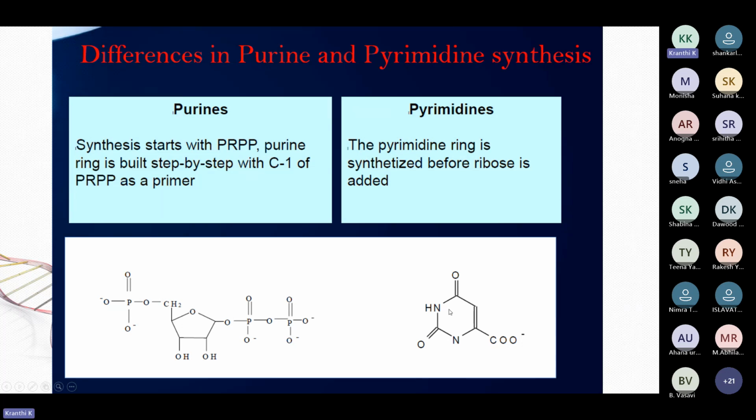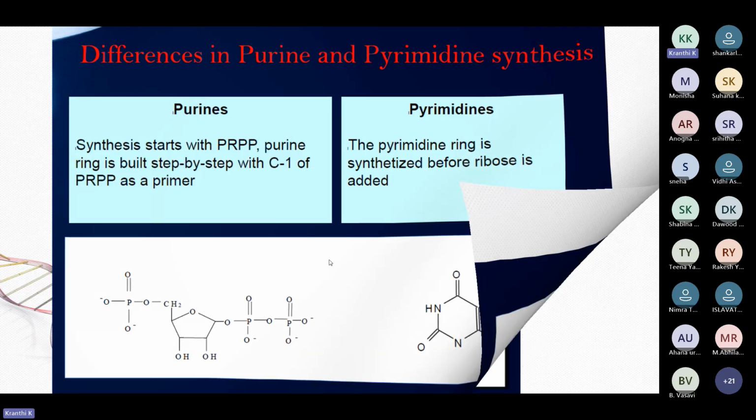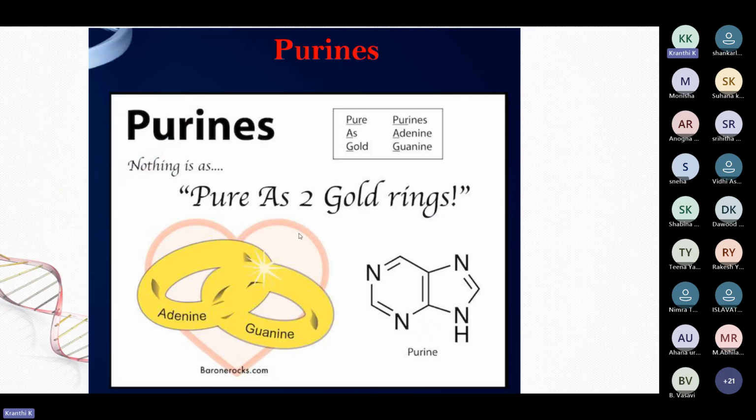Clear? What is the difference between purine synthesis and pyrimidine synthesis? For purine, it is built step by step on the sugar molecule. But for pyrimidine, initially the ring is built and then it is added to the ribose. Okay, so this is the difference. This we already discussed.